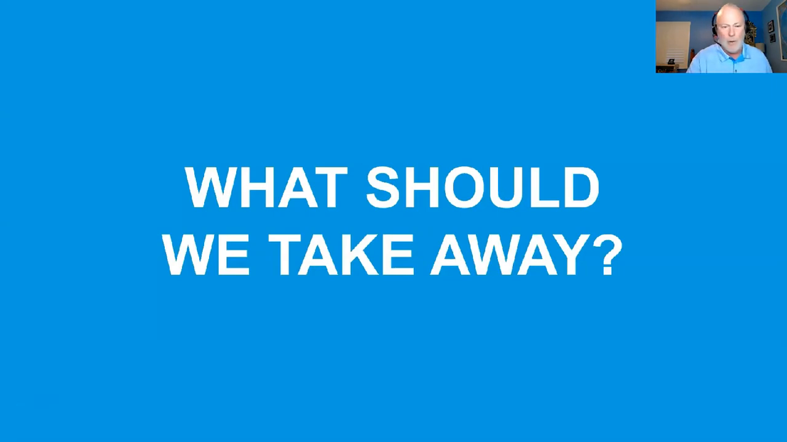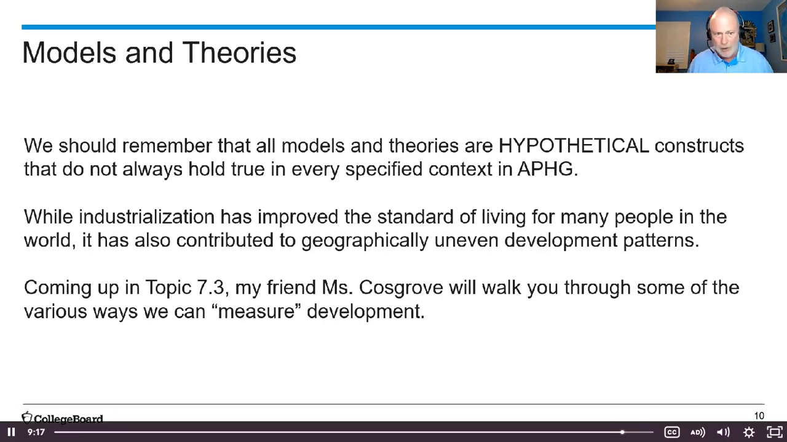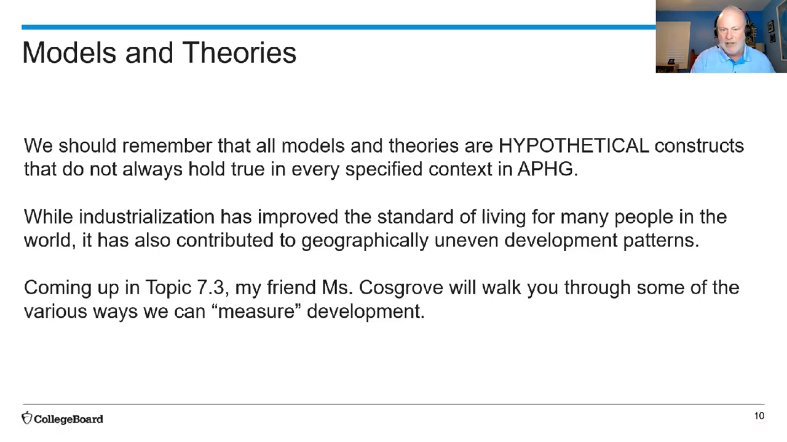Okay, so what should we take away from this video? Remember that models and theories are just that. They're theoretical. They're hypothetical. So we should always remember that the models and theories we talk about in this class, they're not going to hold true in every single circumstance, but generally speaking, they're going to be true. So while industrialization has improved the standard of living for many people around the world, it's also contributed to the unequal geographical division of development, right? We can't really ignore that.